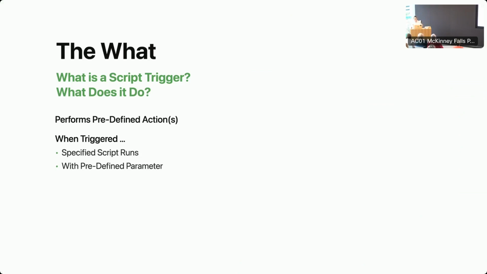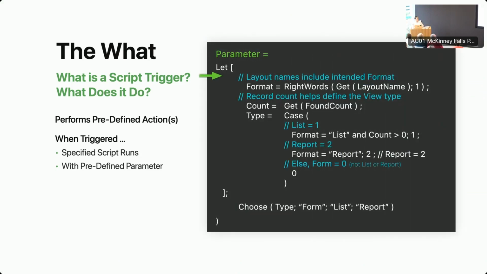For example, I might have a script named on layout enter, and I do, that I use to ensure certain layout specific conditions, okay? So I would select this script and attach it to an on layout enter script trigger on a new layout. And I might provide a parameter similar to this one. And I'm checking for a few things. Basically I'm using my layout name to define what the parameter is that's going to be sent to this simple script trigger script.